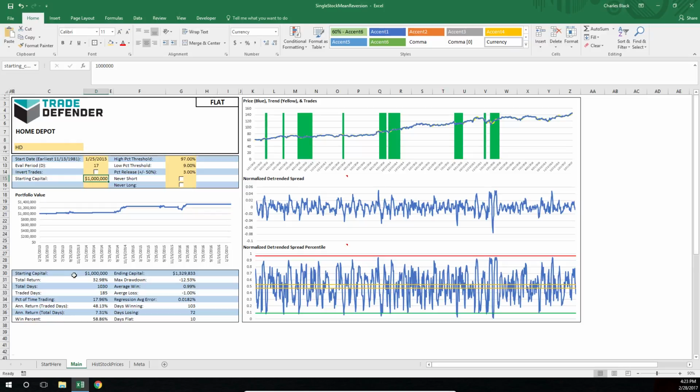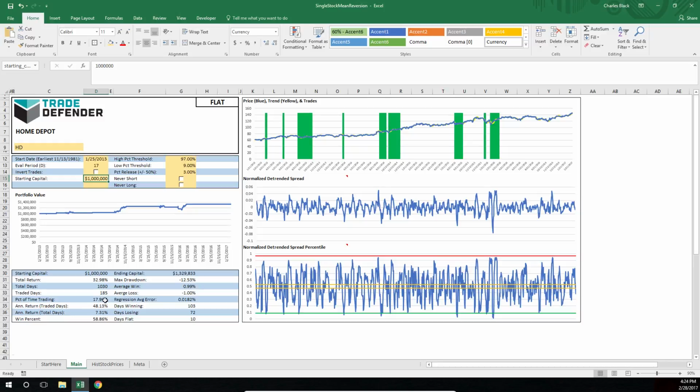And now we'll go over some of our statistics down here. Starting capital, ending capital, and total return are pretty simple. Total days are the number of days from our start date forward. Our traded days are the number of days in which we have a position on. And then our percent of time trading is just traded days divided by total days.